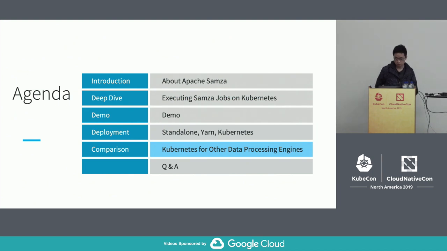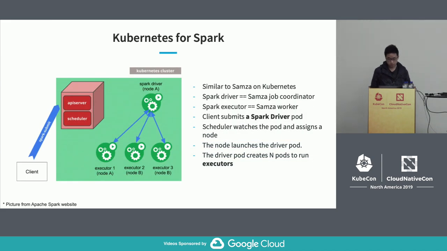Other than that, we also talk about how Kubernetes works for other data processing engines like Spark and Flink. So first, Spark. It's very similar to what we just said. How Spark works on Kubernetes is that Spark also has the driver and the executor.